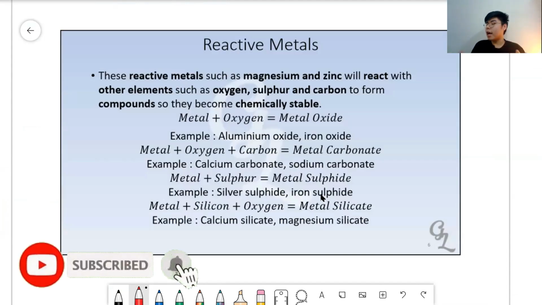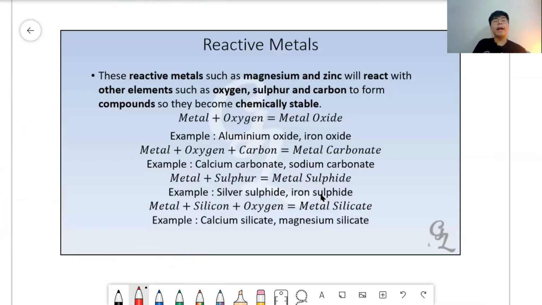We have studied the non-reactive and the reactive metals. So now we will look at the different types of reaction within the reactive metals. Because we know that we have different types of reactive metal and different elements to combine with these metals. So now we want to see which one will produce what. We have oxygen, carbon, sulfur, silicon, so we want to see what combined with what will make what.